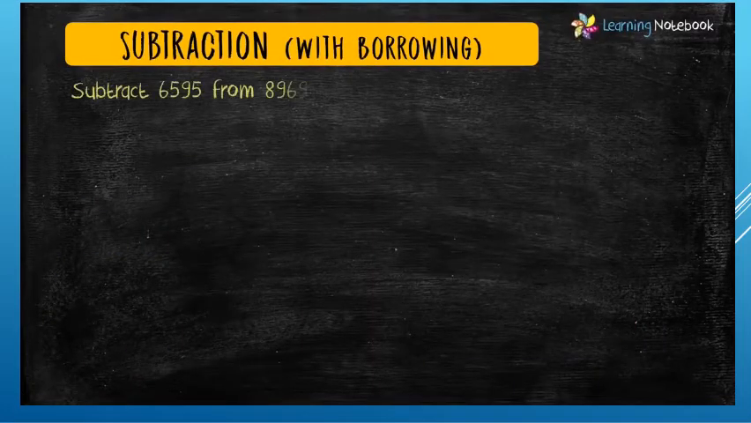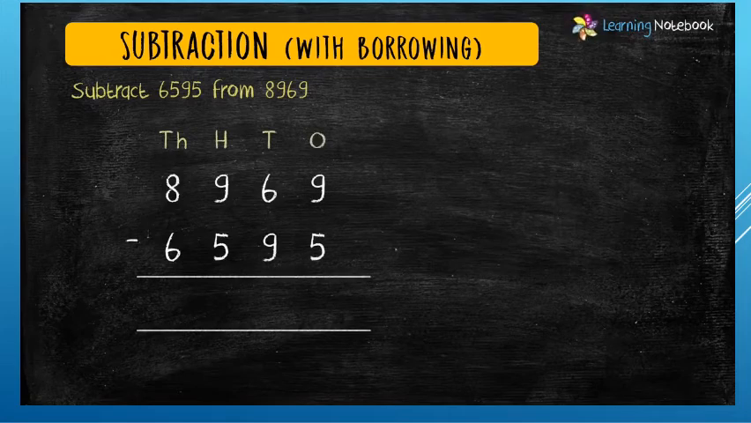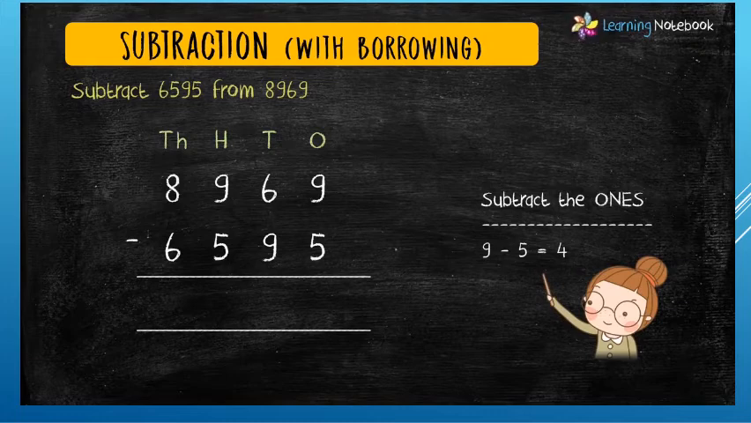Question is, subtract 6595 from 8969. Let's first write these numbers in columns. Now let's subtract the digits at ones place. 9 minus 5 equals 4.